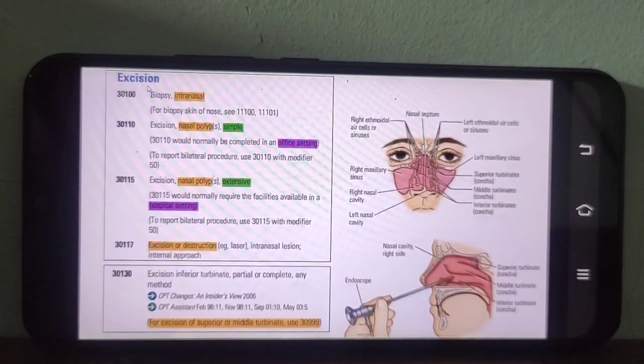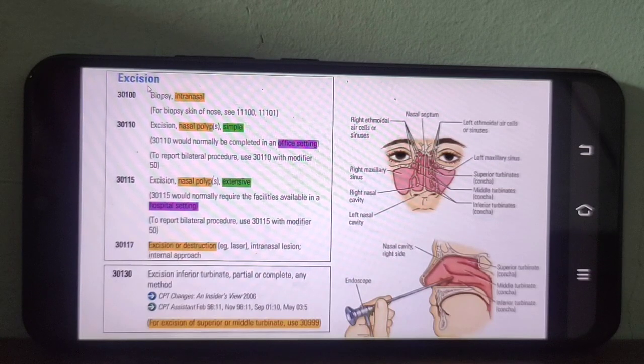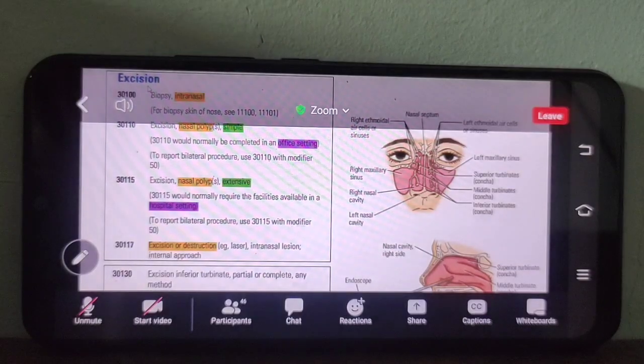Ma'am, for 7, nasal, excision of intranasal lesion, ma'am.